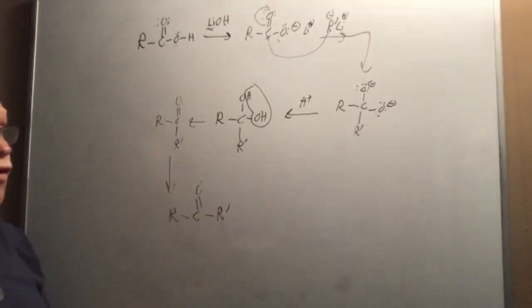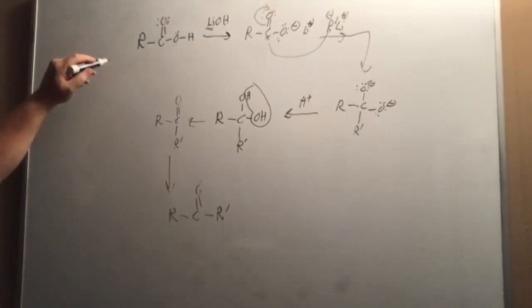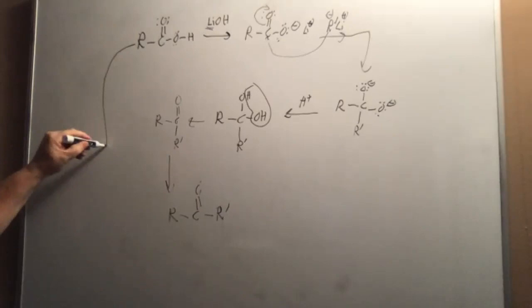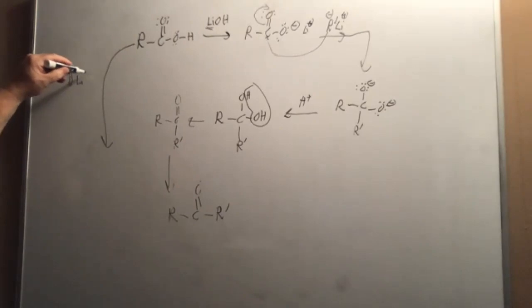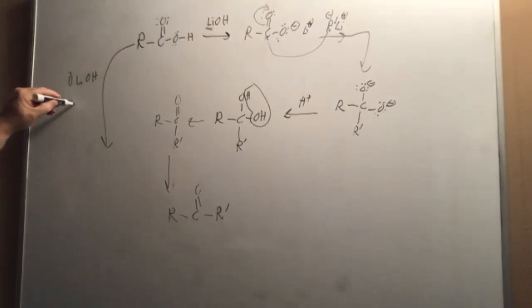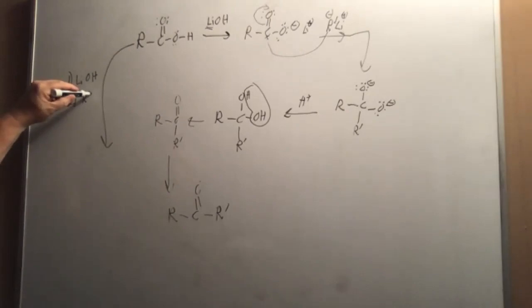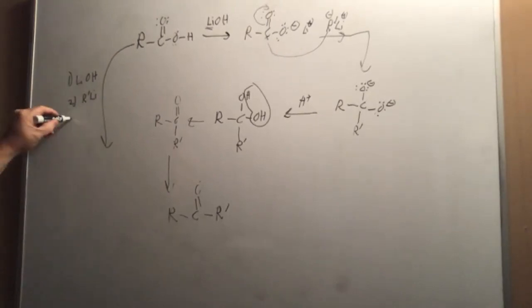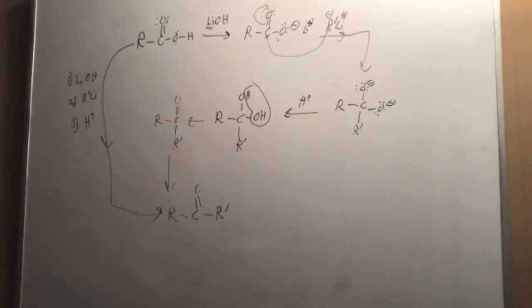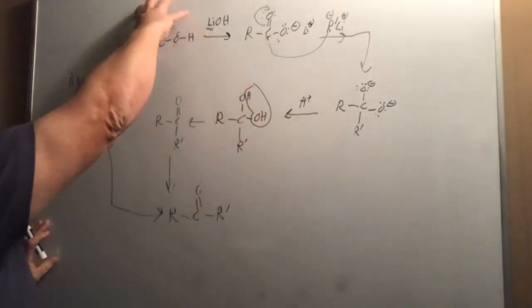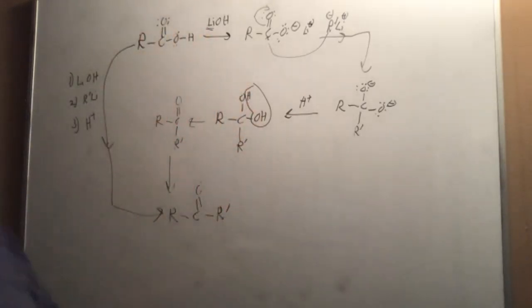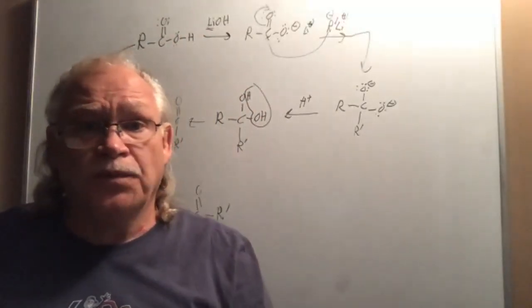So what's the overall result? And this is what you would have on your note card. The carboxylic acid, step 1, adding lithium hydroxide. Step 2, adding a lithium reagent. And step 3, acidifying. What does that yield for me? A ketone. So notice what happens. We can turn a carboxylic acid into a ketone. We didn't know how to do that before.